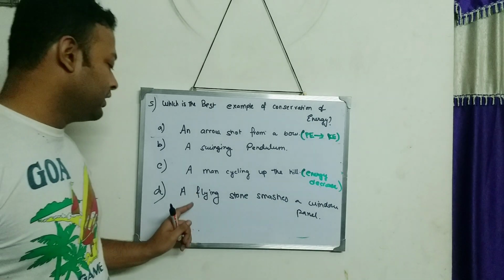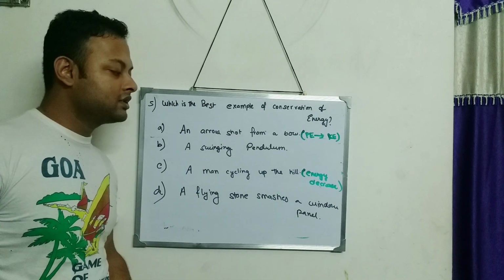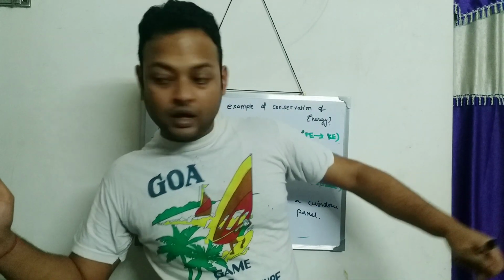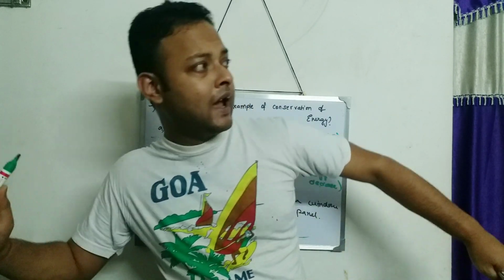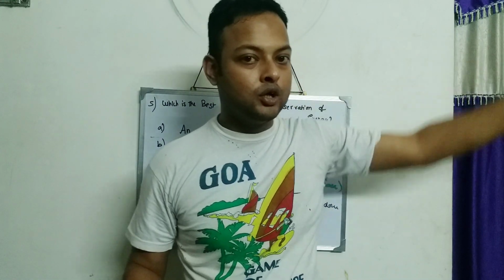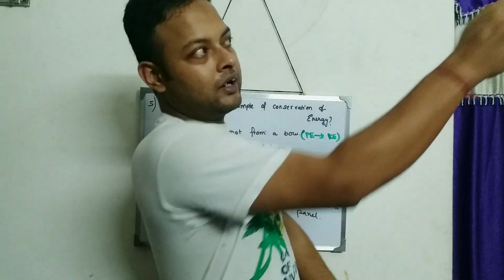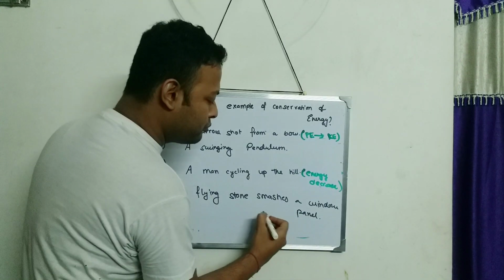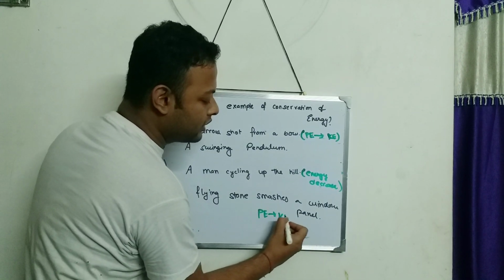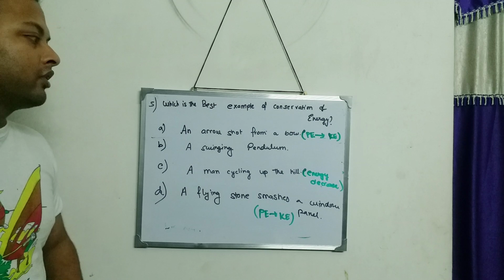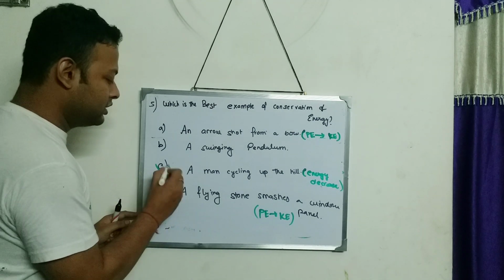Option D, a flying stone smashes a window panel. If I take a stone at this point, as I'm trying to throw, my hand is having potential energy, and as I throw the stone, all the potential energy gets converted into kinetic energy. So does conservation of energy take place? No. Potential energy gets converted to kinetic energy. So this is not the correct option.